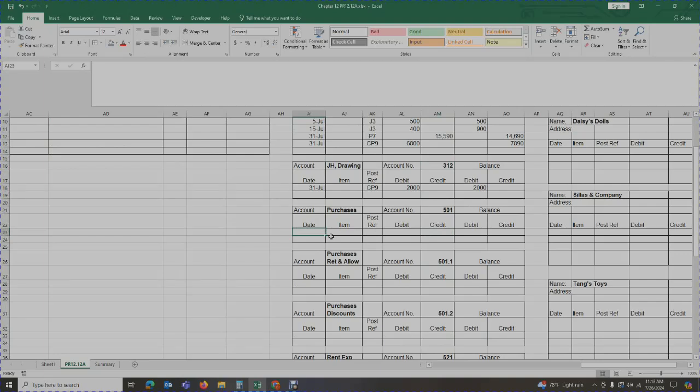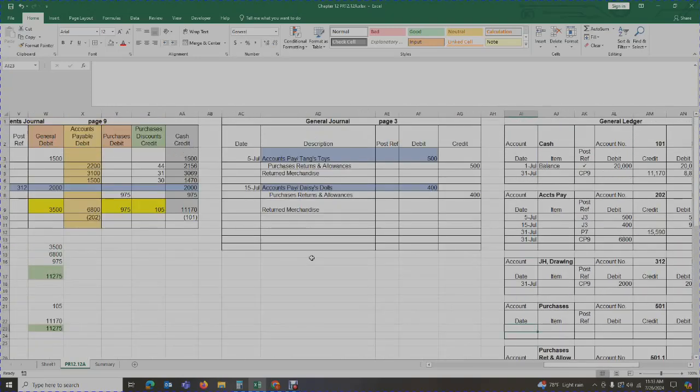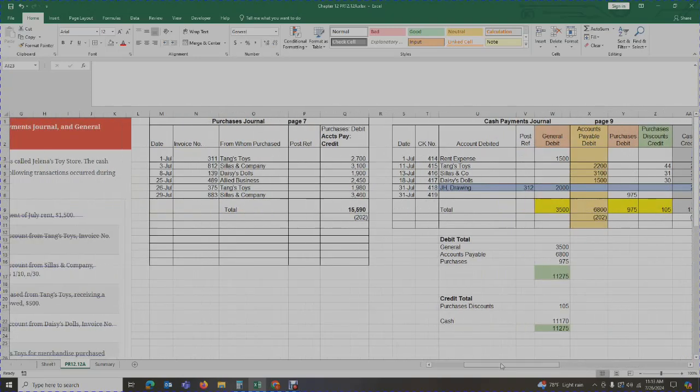Now we go to purchases. Okay, how much purchases do we have? Well, let's go look at your purchases journal. Okay, so we have purchases on account totaling to $15,590. Okay, so $15,590, purchases gets debited, accounts payable gets credited. So right now we're recording the purchases section, so purchases will be debited.